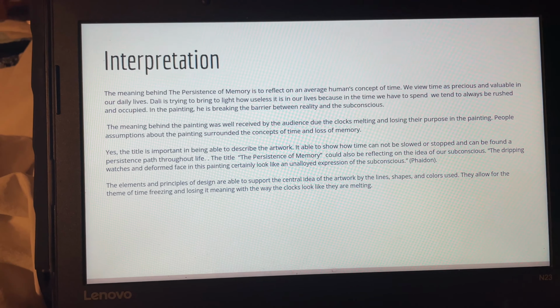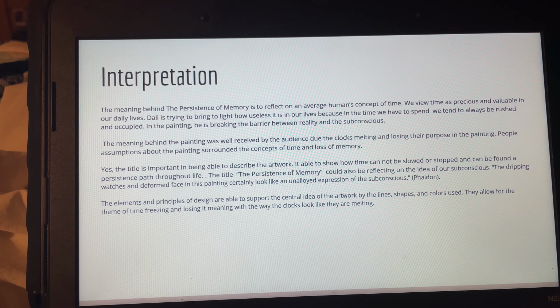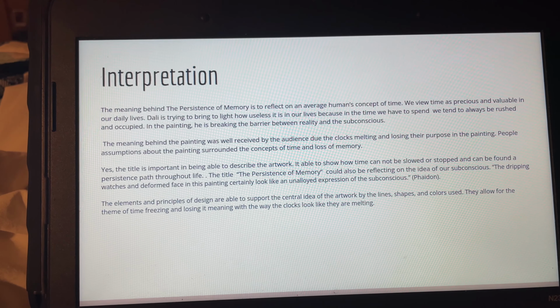End quote. The elements and principles of design are able to support the central idea of the artwork by the lines, shapes, and colors used. They allow for the theme of time freezing and losing its meaning with the way the clocks look like they are melting.